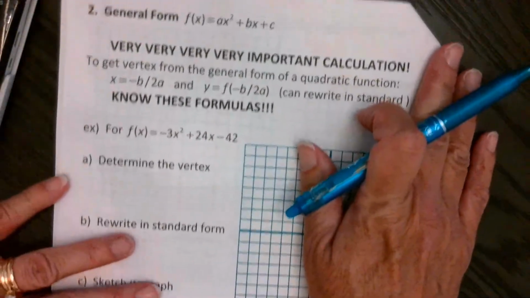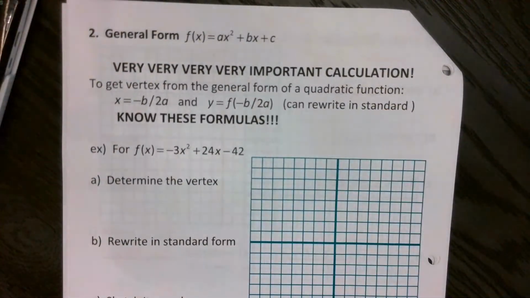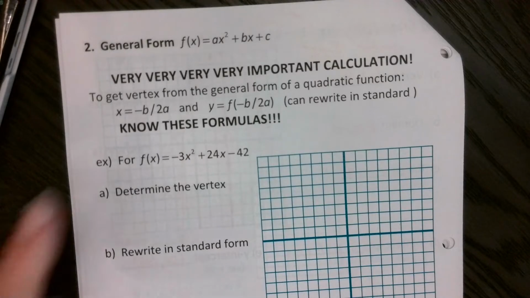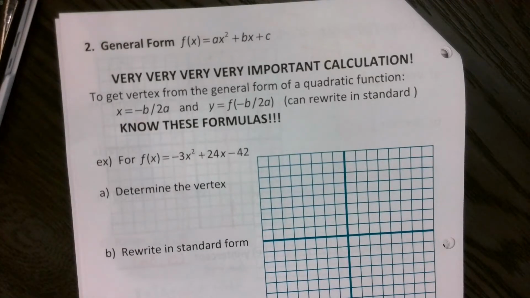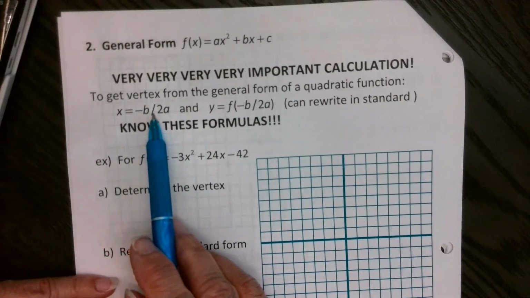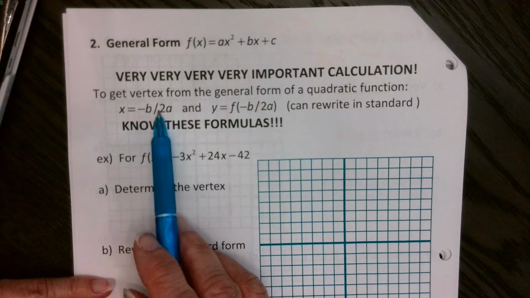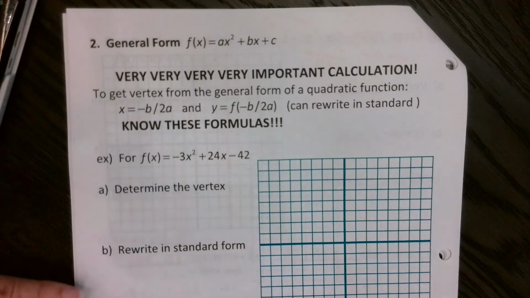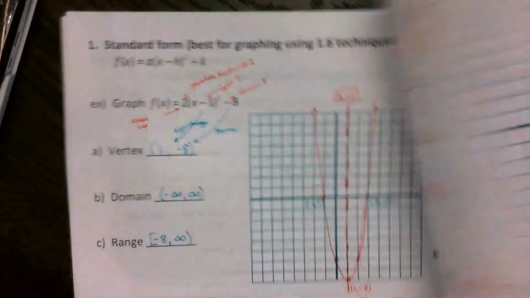General form. This is how I learned it. You need to know this. Your calculator will find all of these answers for you, but you need to know how to do this by hand. It's not difficult. You already know this formula, this part. It looks like the quadratic formula, which we just used earlier, I think.